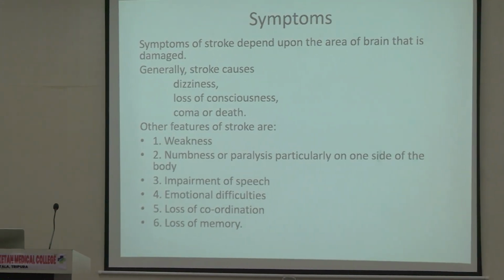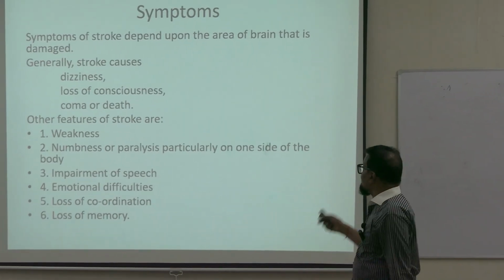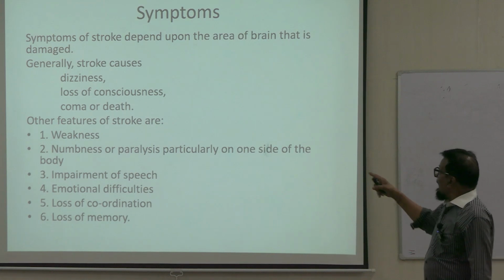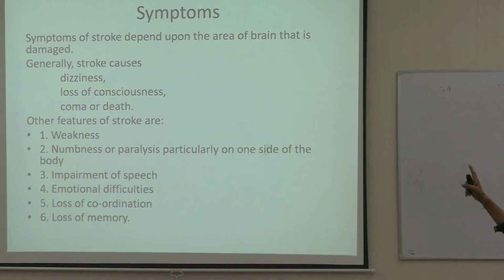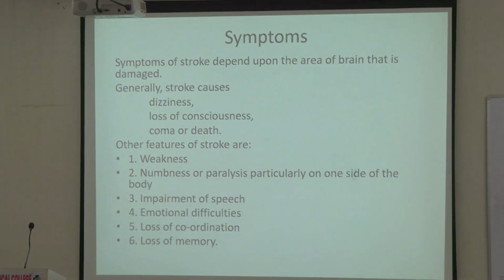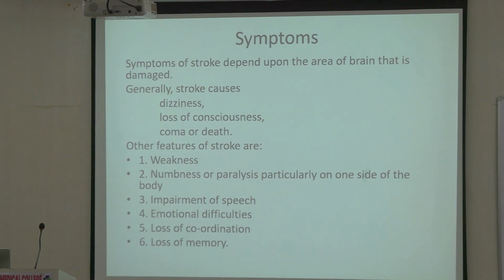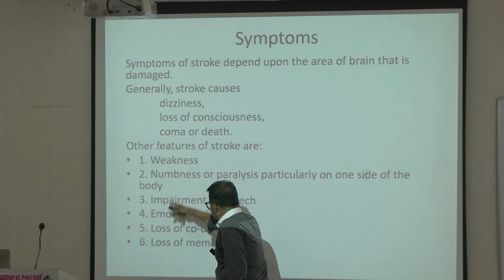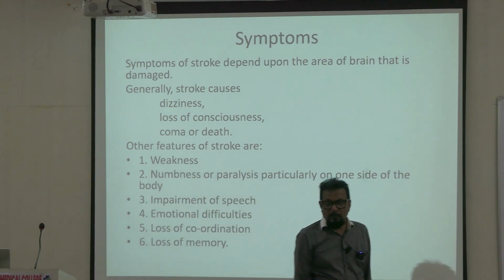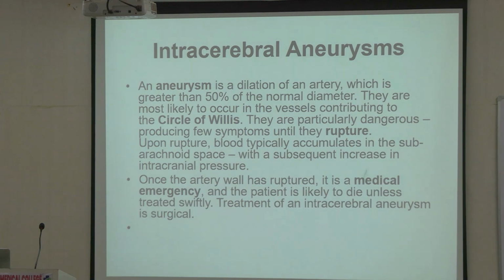Symptoms. There will be dizziness, initial symptom dizziness, loss of consciousness, coma, or death. Other features: weakness, numbness or paralysis, particularly to one side of the body, impairment of speech, emotional difficulties, loss of coordination, and loss of memory. In addition to this, if the patient survives, these are the complications that will reflect.